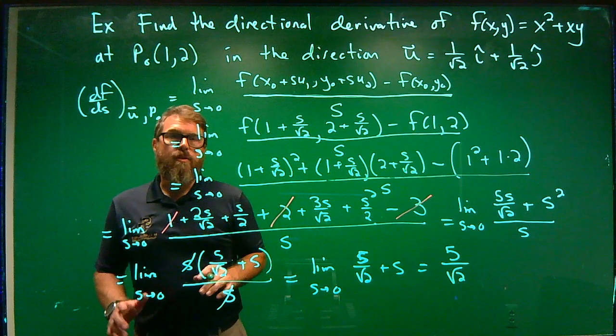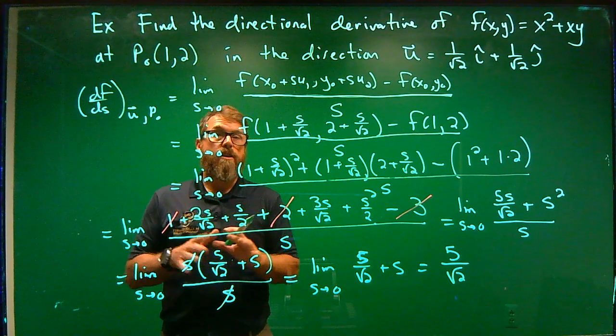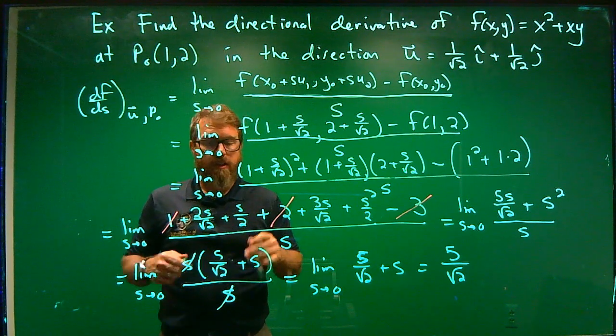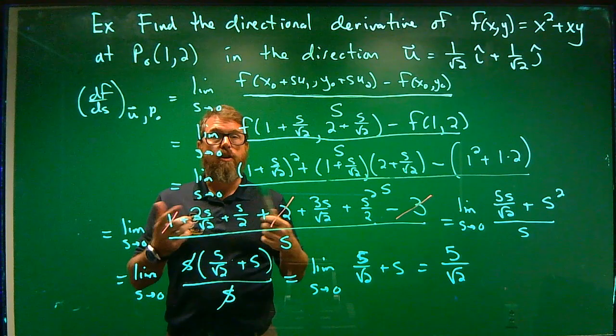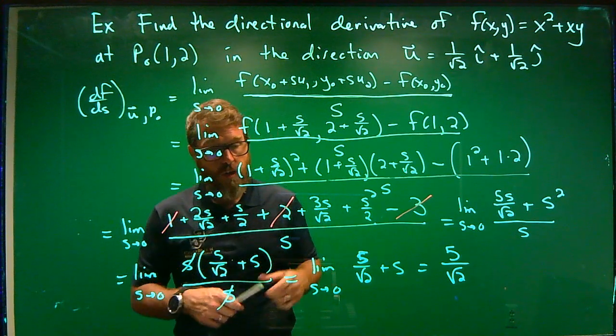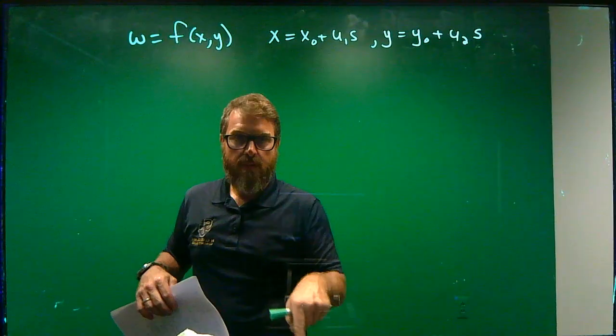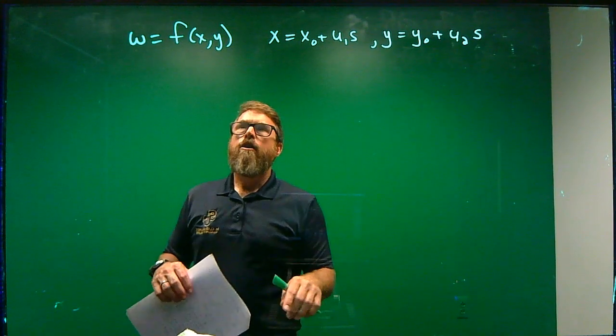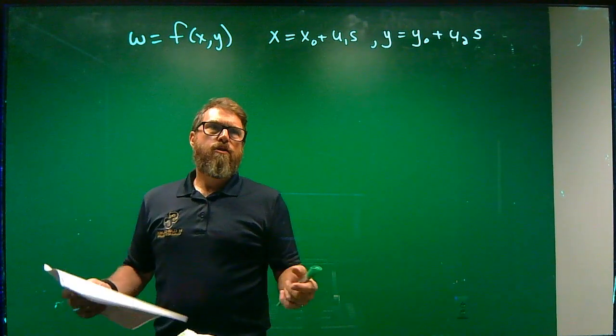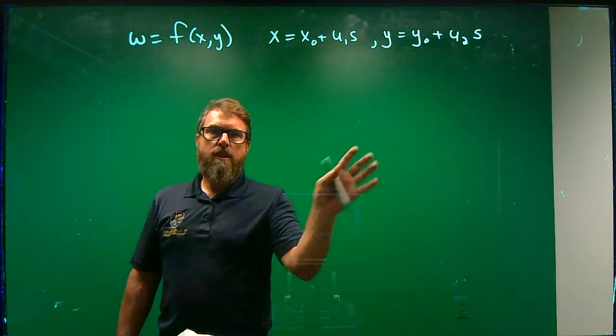Now what I want to show you is there's a quicker way to do this instead of doing the limit evaluation, and we can do that using the gradient and a dot product. I'll show you that in just a second. So we can use the chain rule to really simplify this concept.